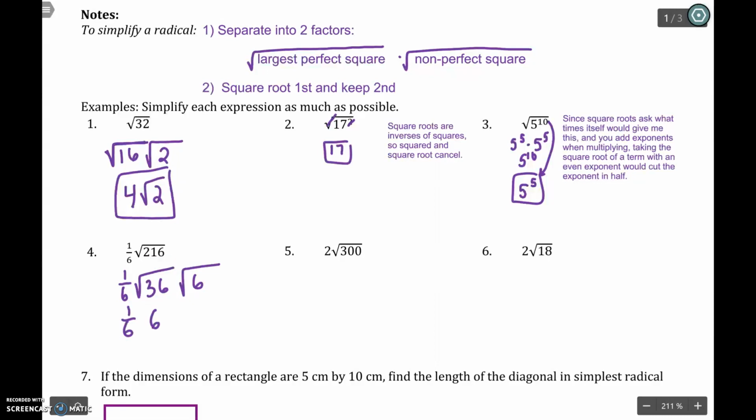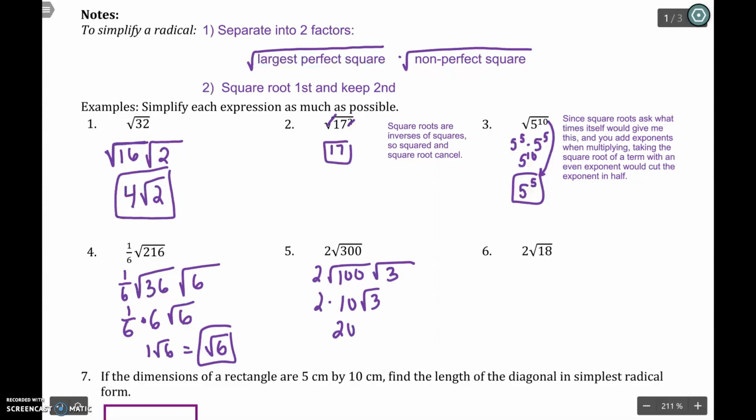And the coefficient's coming down, remember that that's multiplication anytime something is stuck to something else. And we'll bring down our radical. And then we'll multiply. 1 times 6 is 6, divided by 6 is 1, and 1 radical 6 is the same as just writing radical 6. Same thing with the coefficient here, bringing it down. The largest perfect square that goes into 300 is 100, and it goes in 3 times. We will square root that 100 to get 10, and then 2 times 10 is 20, so we would have 20 radical 3.